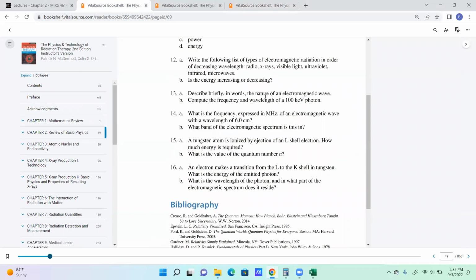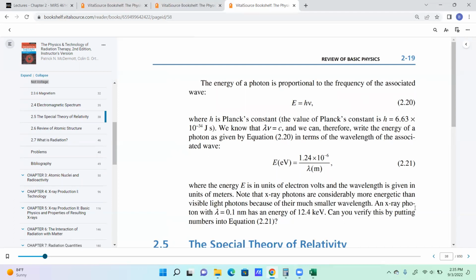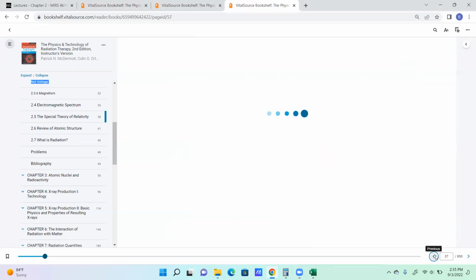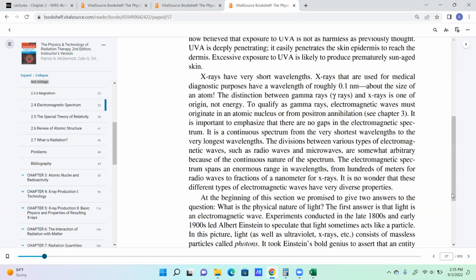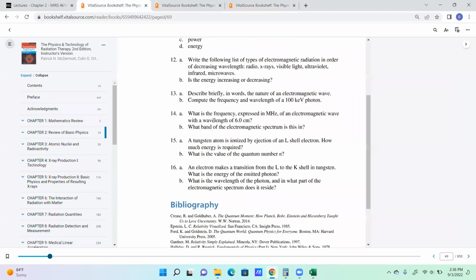Number 13, describe briefly in words the nature of an electromagnetic wave. I will leave that for you to do, but if you read through this particular chapter, you can pick up on the fact that light is a packet of energy, which can behave as a photon, and it can behave as a wave. It's a pretty interesting reading to go through.